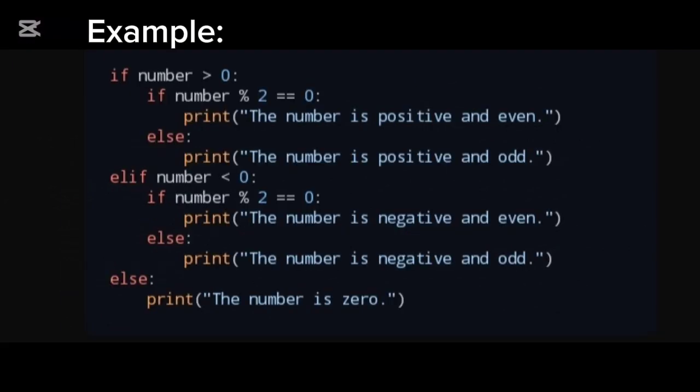The outer if-else checks whether the number is positive, negative, or zero. If the number is greater than 0, another if-else block checks whether it is even or odd. If the number is less than 0, it also checks if the number is even or odd using a nested if-else. If the number is exactly 0, the outer else prints the number is 0 without further checking whether it's even or odd, since 0 is neither.